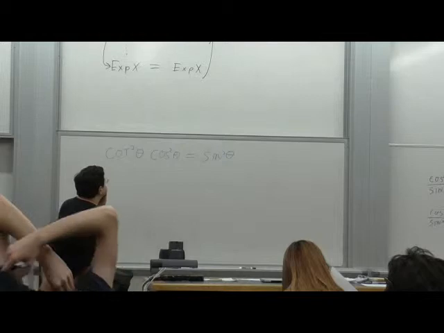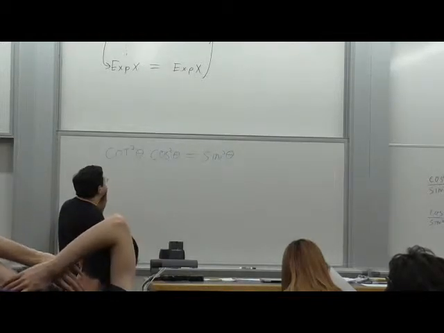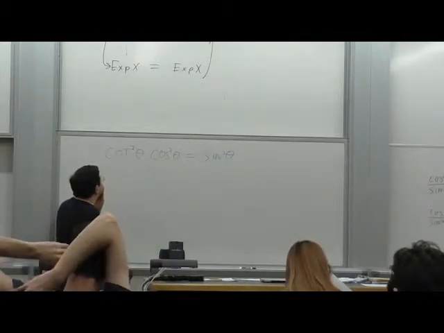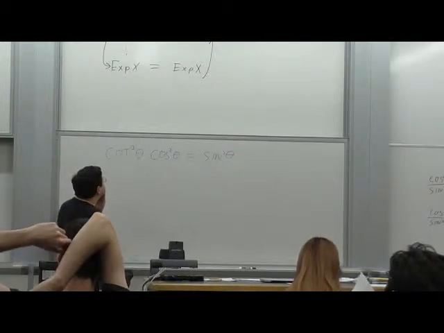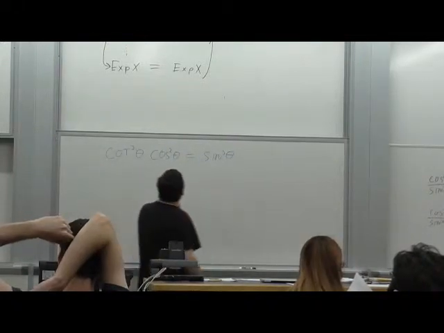If it was tangent, you could just cross out cosine, cosine, and end up with sine squared, and then it'd be all fine. But cotangent, cosine, cosine. Is he going to do that? Yeah. He just wrote it, but he didn't do it.